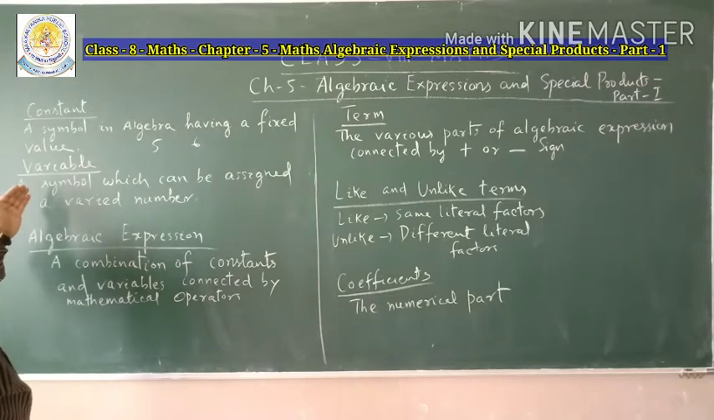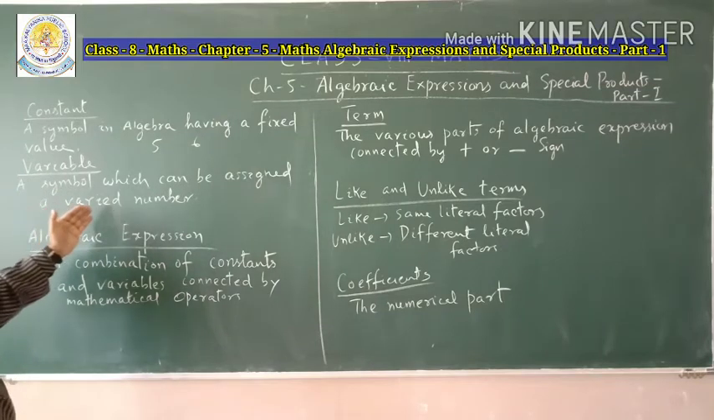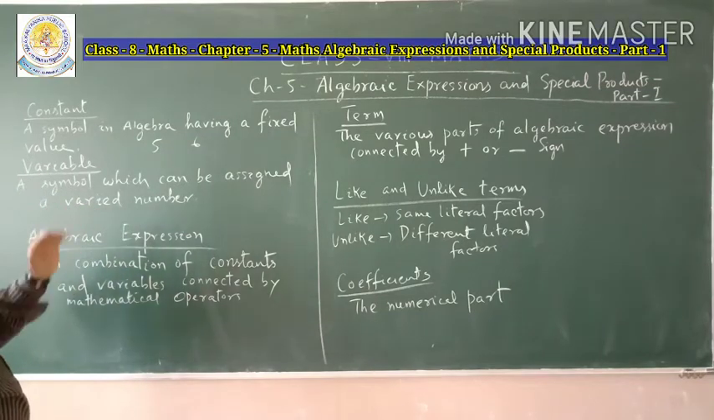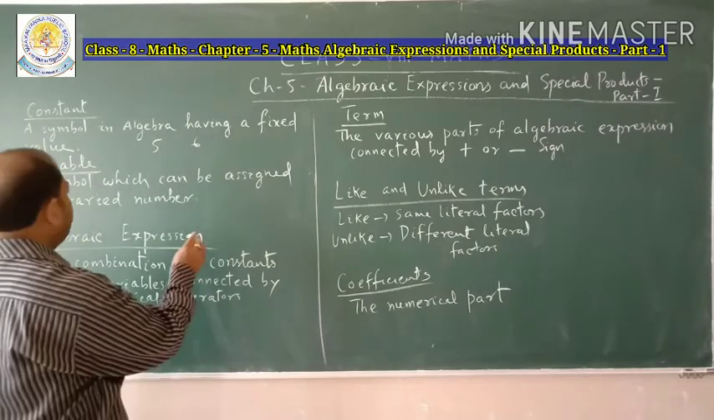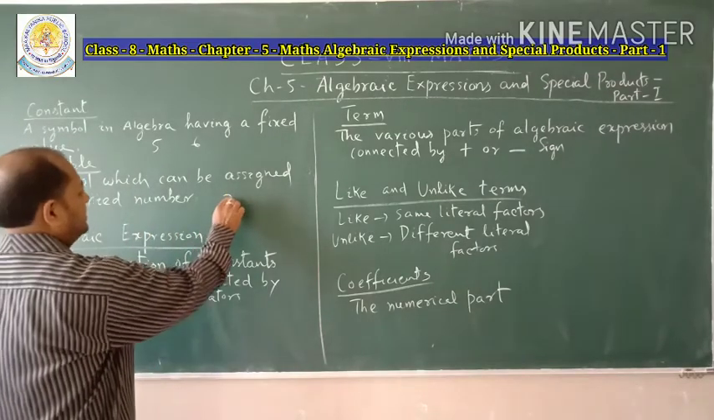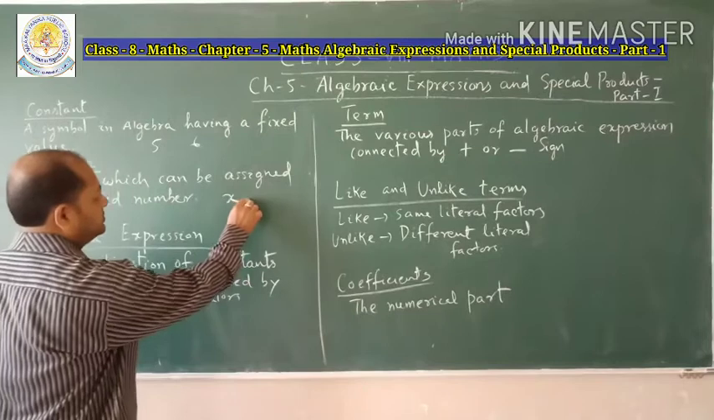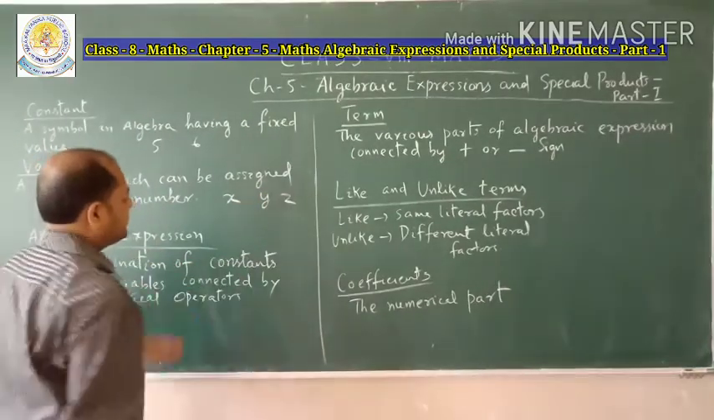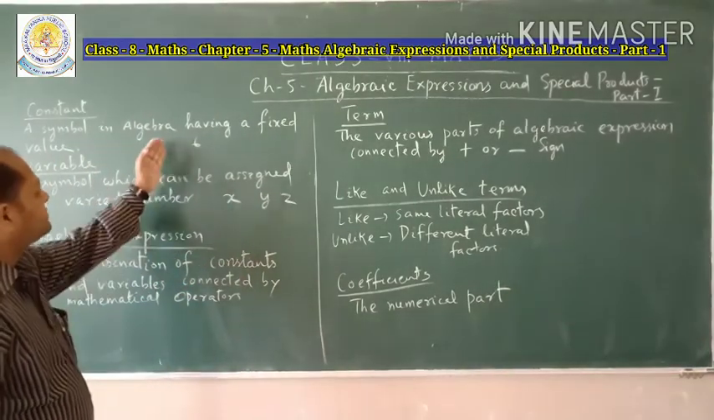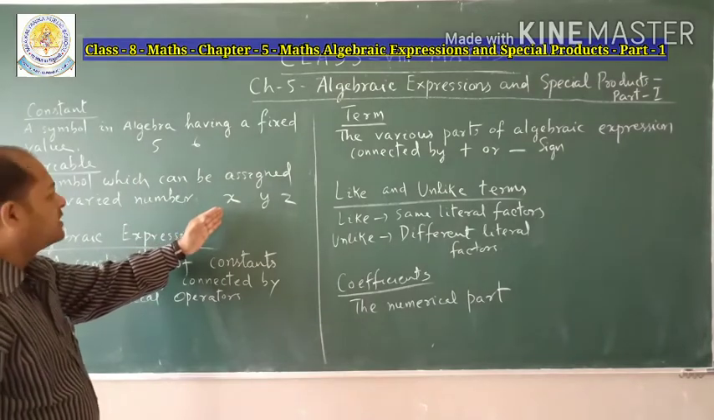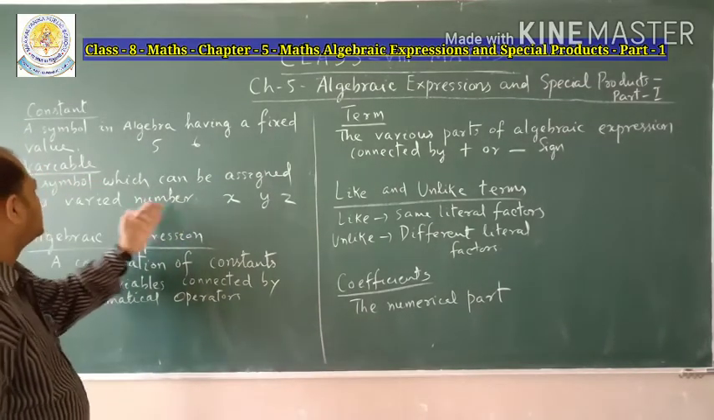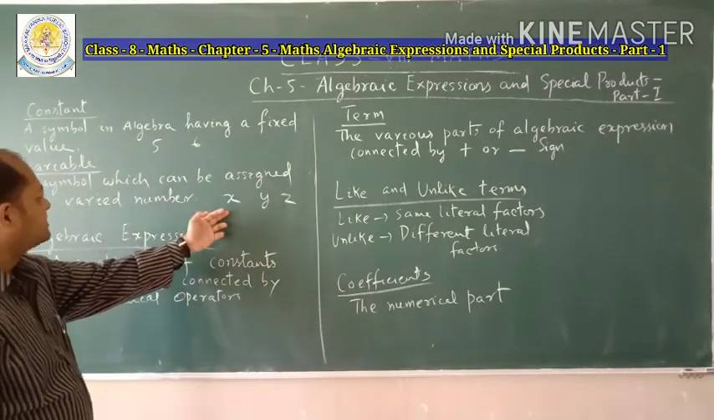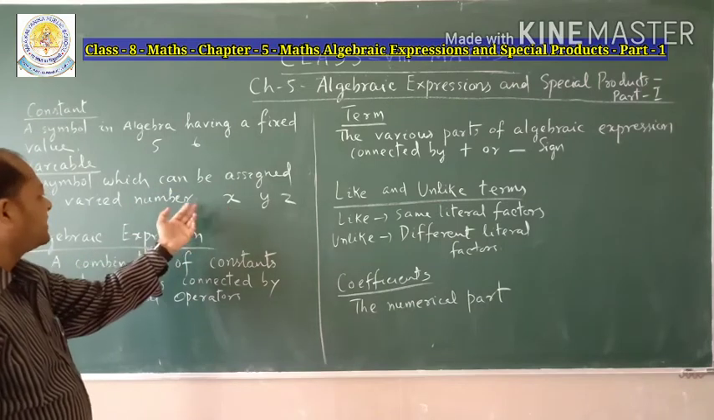Now what is a variable? Variable means a symbol which can be assigned a varied number. So we define the variable as an English alphabet like x, y, z. Here x cannot be defined as a fixed value. We cannot give x a fixed value. That means it is a variable. So x is a symbol which can be assigned a varied number.